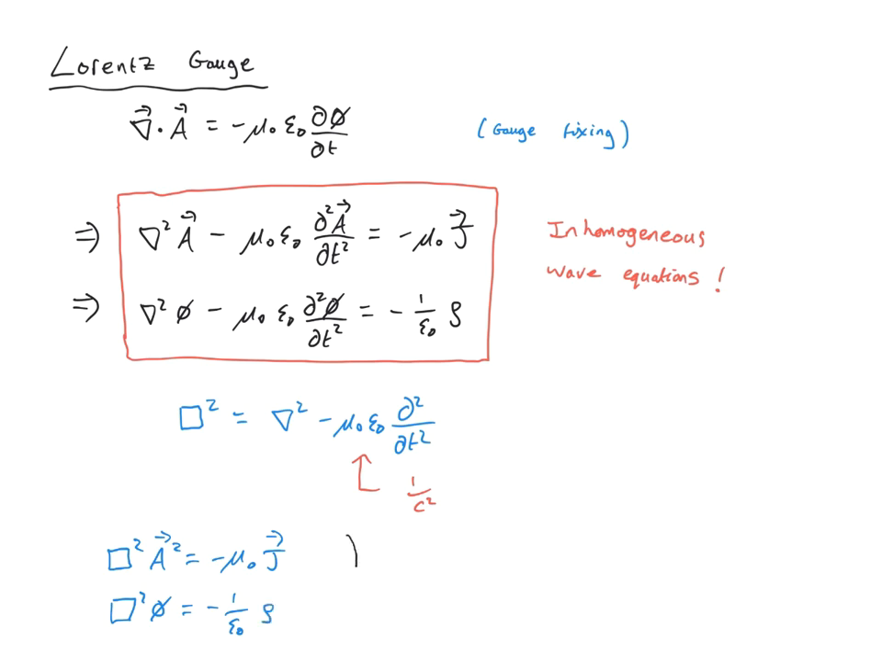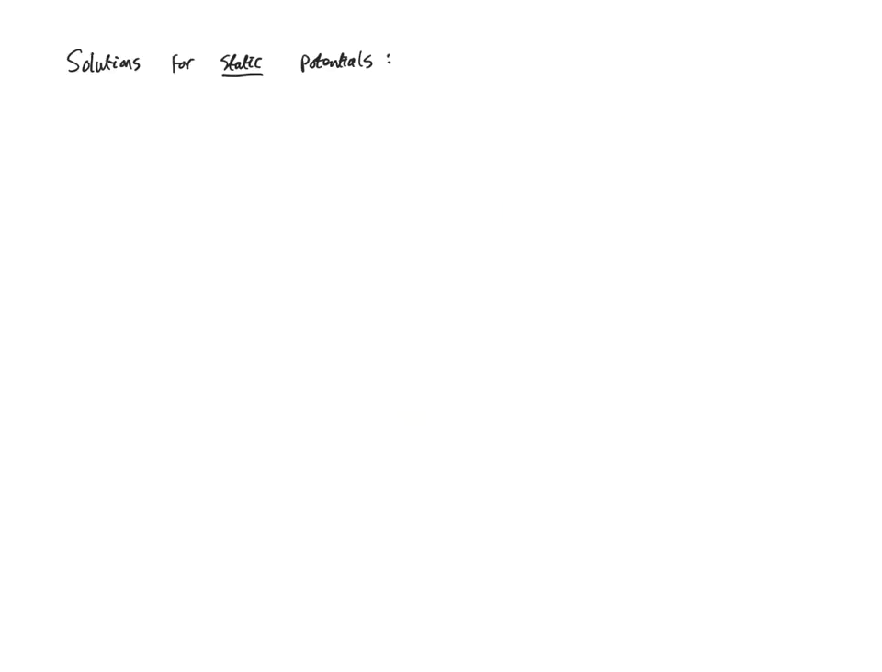Just as a little heads up for what's coming later, we can actually then write this in a single four-vector equation in terms of the four potential A and the four current J. This is a four-vector equation precisely because this D'Alembertian is a Lorentz scalar, but we'll talk about that more in the next lecture. So let's actually go back and take the static limit.